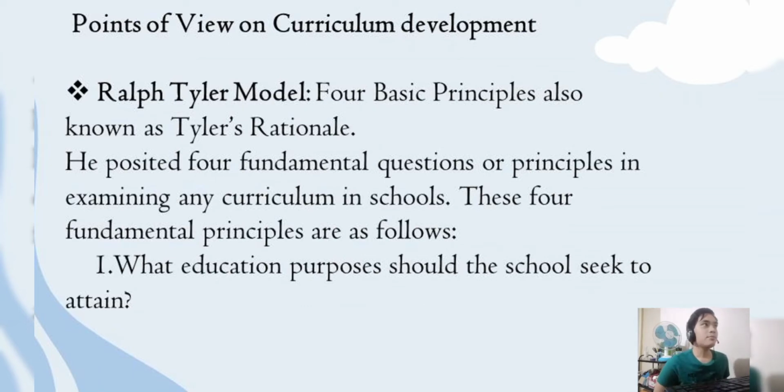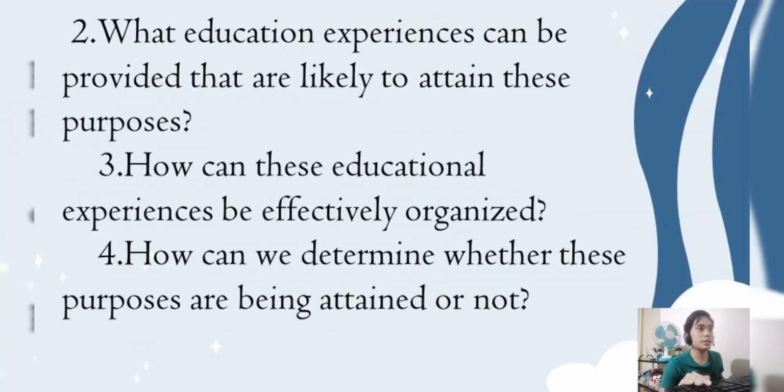So we have models. First, we have Ralph Tyler's model for basic principles, also known as Tyler's rationale. He posited four fundamental questions or principles in examining any curriculum in schools. These four fundamental principles are as follows. What educational purposes should a school seek to attain? So what's the purpose of teaching these students these subjects? The curriculum should answer that.